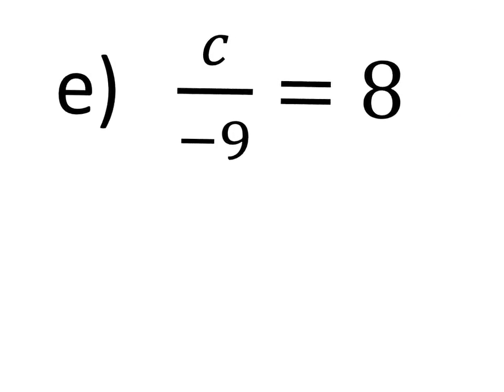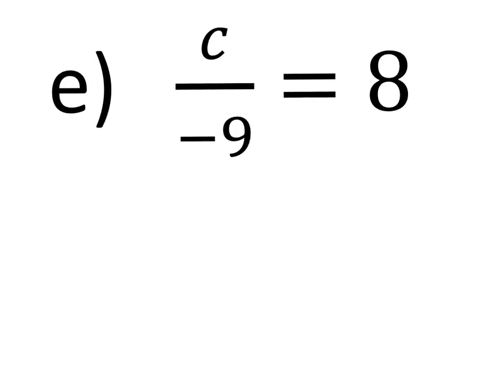All right, so again, still doing just one-steppers right now. So if we're looking at this, this is telling us that we're dividing. So to undo division, you're going to multiply. Now, technically, we talk about multiplying by the reciprocal. So we multiply by negative 9 over 1. Now, you don't actually have to put it over 1. You can just say we're multiplying both sides by negative 9. That would be the same thing. But those 9s would cancel out. So we'd have c left on this side. And then 8 times negative 9 is negative 72.